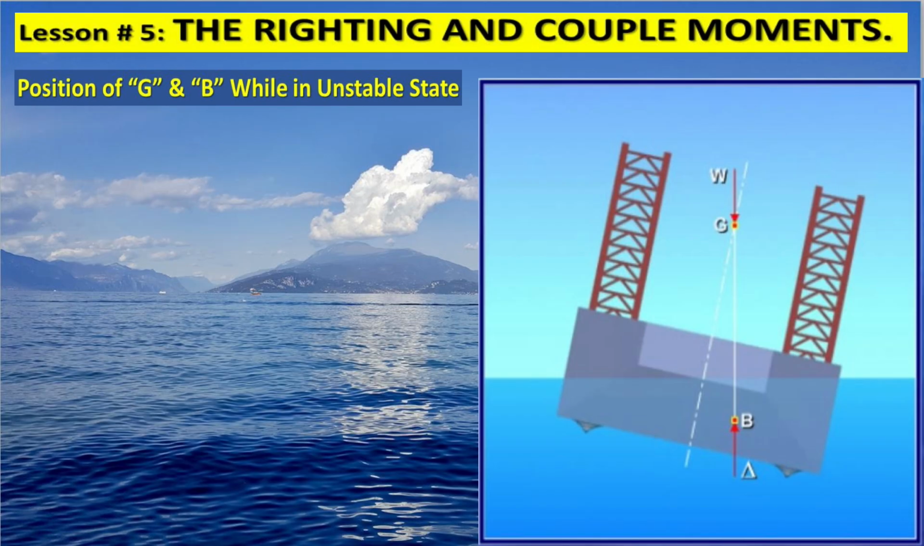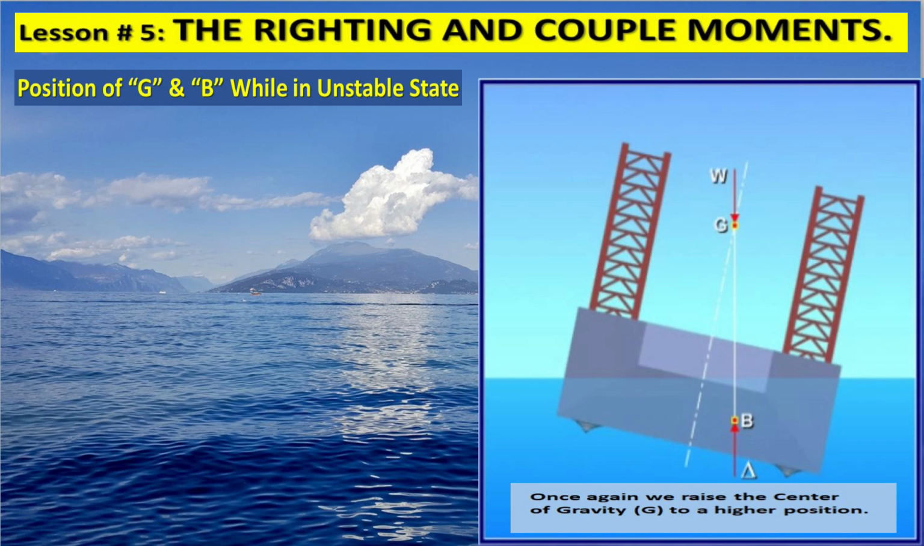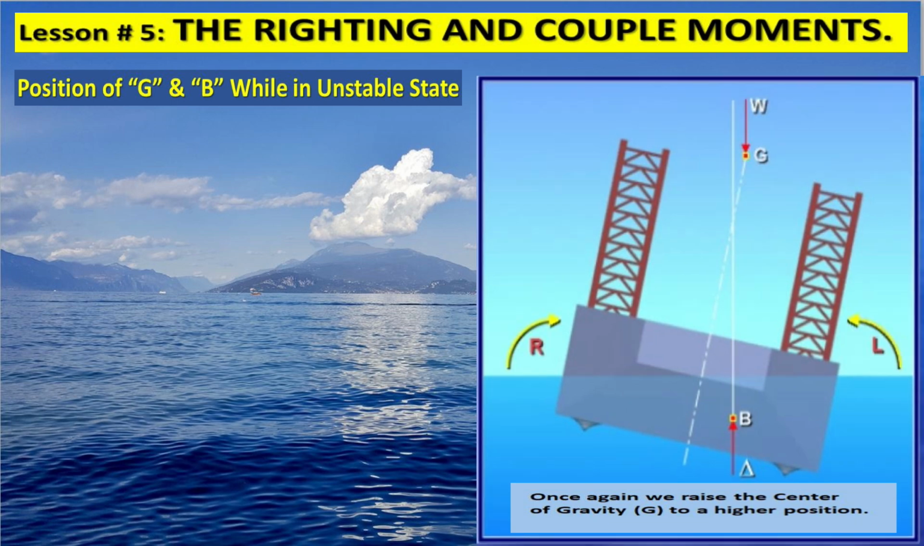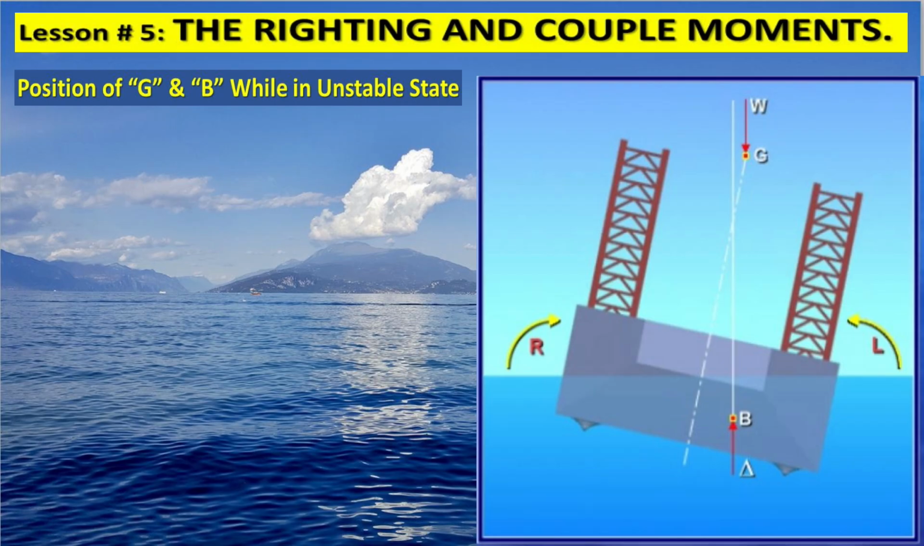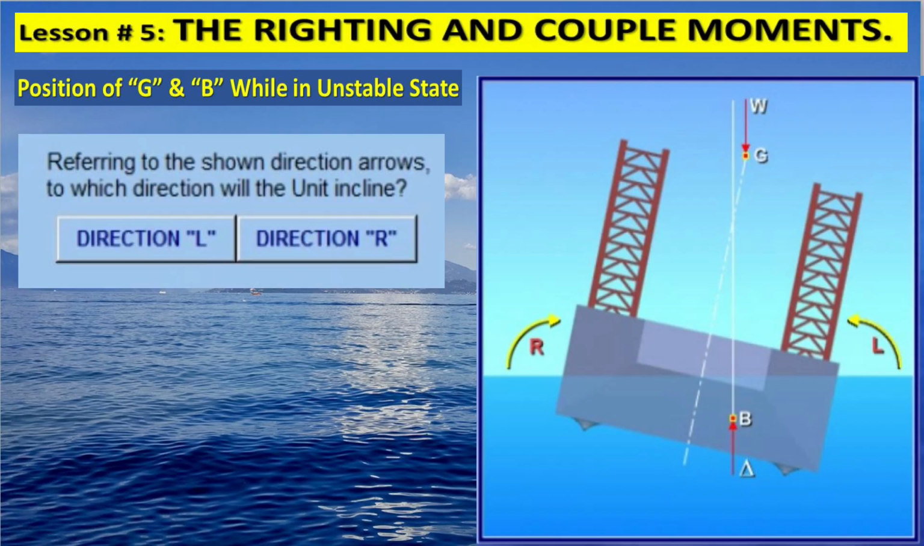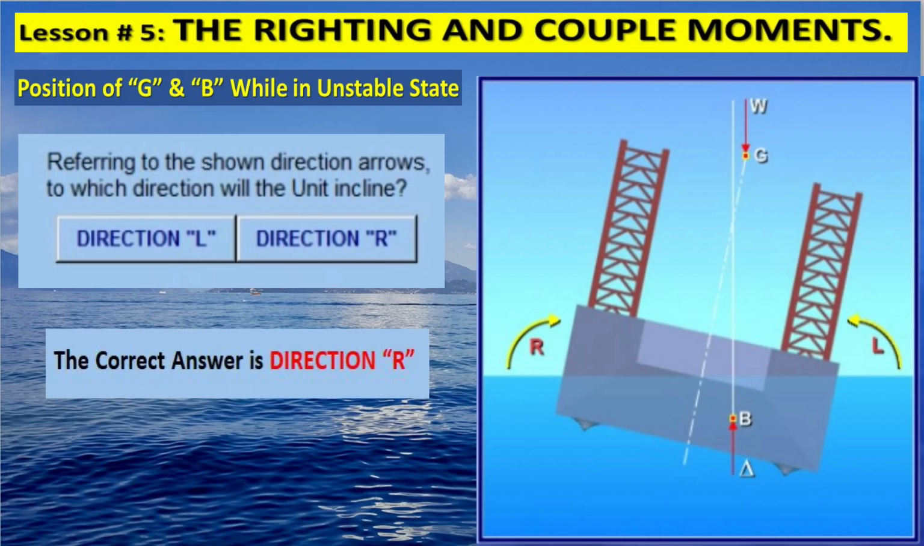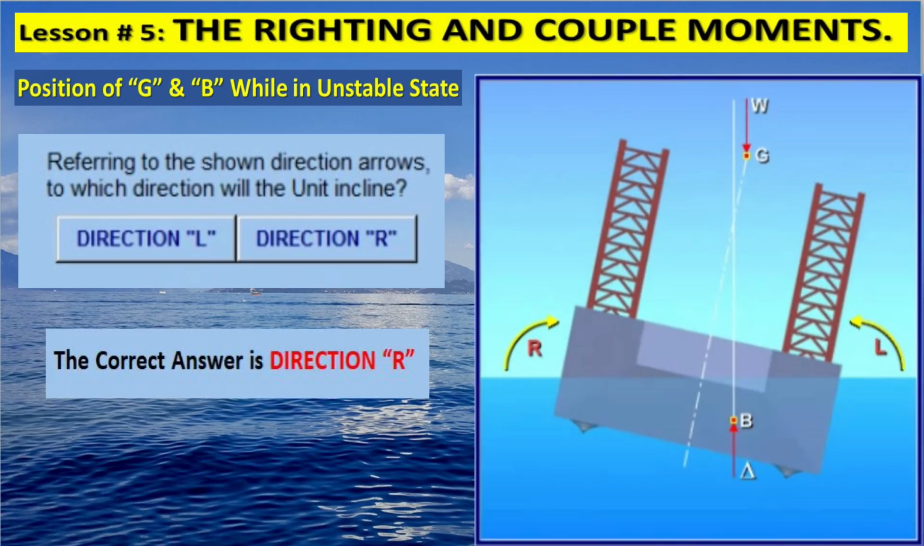Position of G and B while in unstable state. Now once again, we raise the center of gravity to a higher position. Referring to the shown direction arrows, to which direction will the unit incline? Direction L or direction R? The correct answer is direction R.